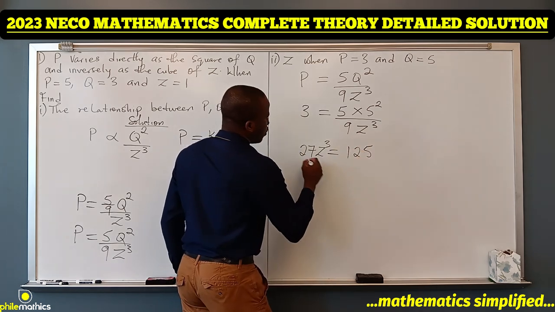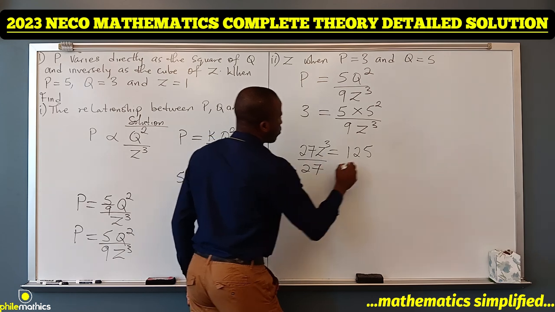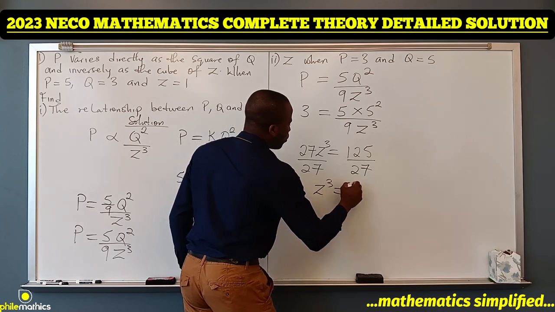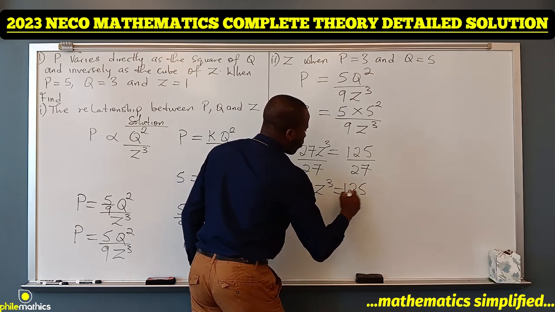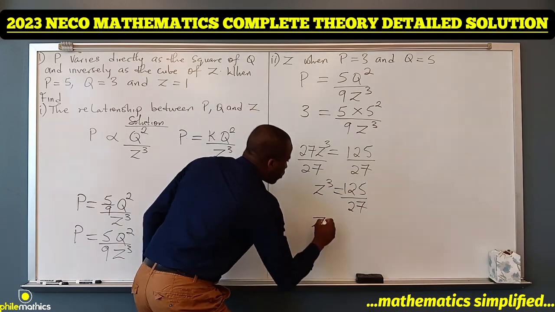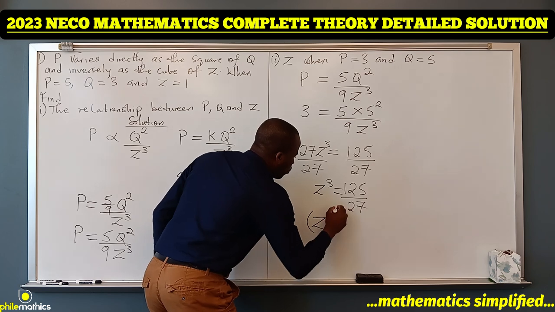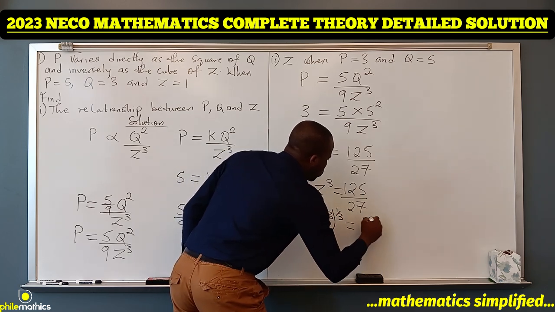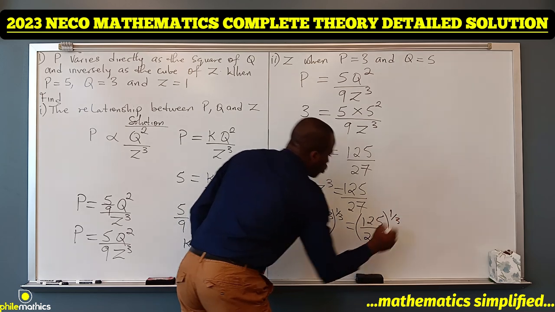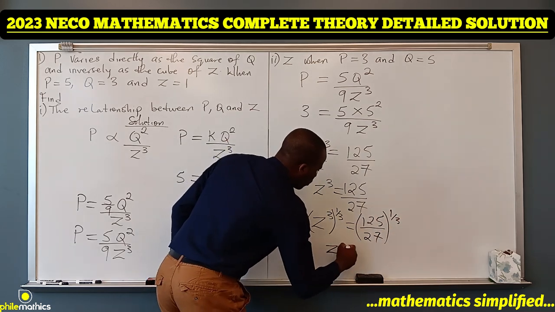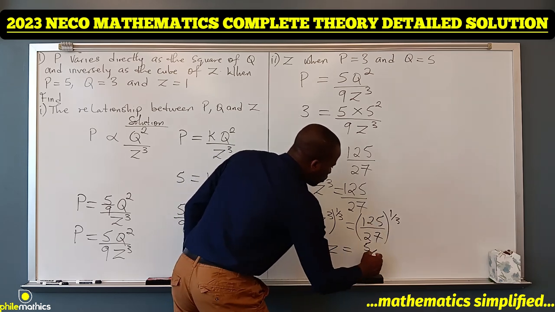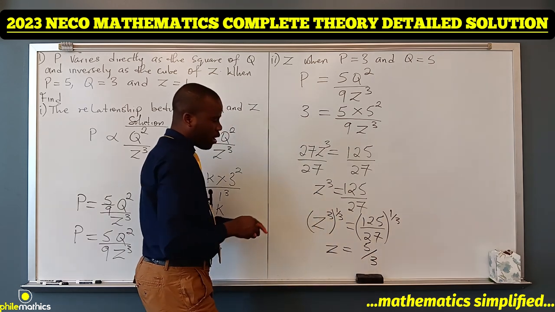And so we divide both sides by 27, so that Z cube will be 125 over 27. We'll take the cube root of both sides. Z is the cube root of 125 over 27, which is the same as raised to the power 1 over 3. Z will now be the cube root of 125 is 5, and the cube root of 27 is 3. So Z is 5 over 3.